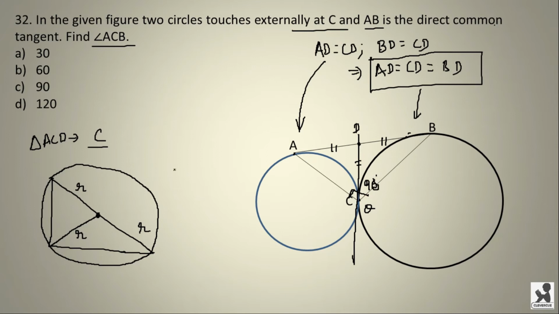I hope you guys have understood. We can also say that if this is the diameter, that is PQ, and this is R, in a circle, a triangle made with the diameter as the base will always be a right angle triangle, and the right angle will be at the point R. So theta is equal to 90 degrees. C is the right answer. Moving to the next question.